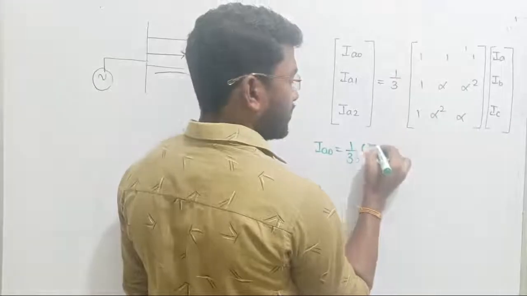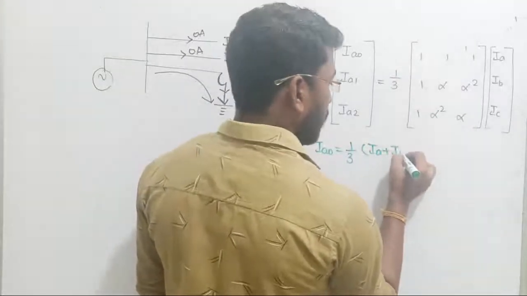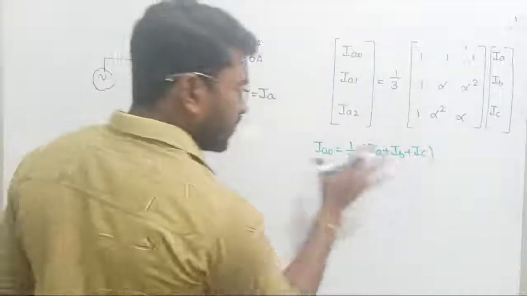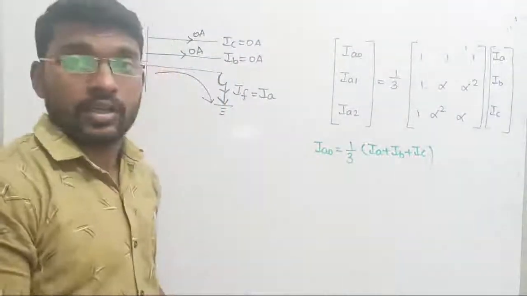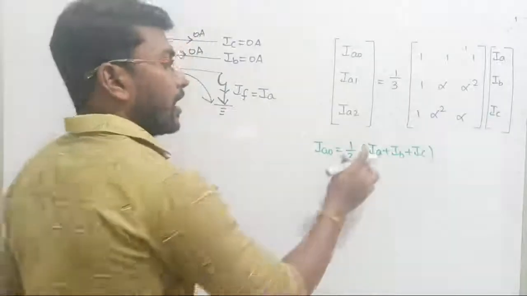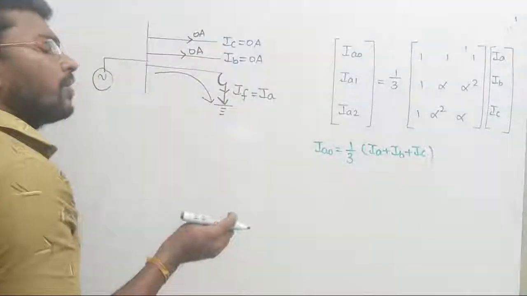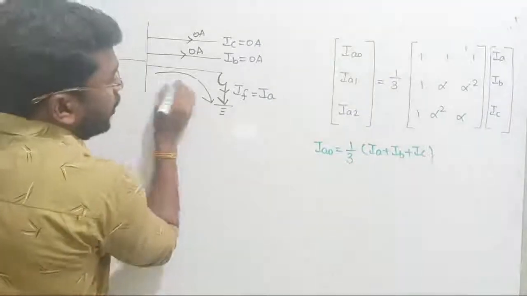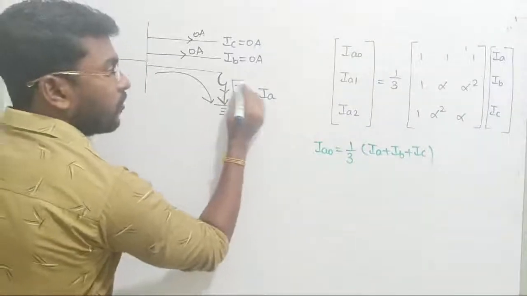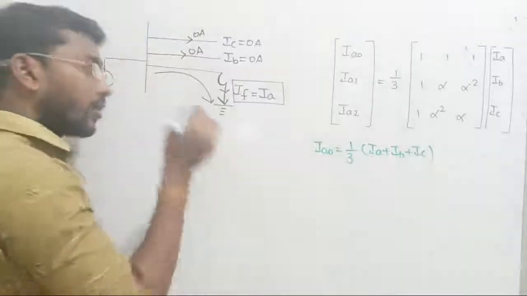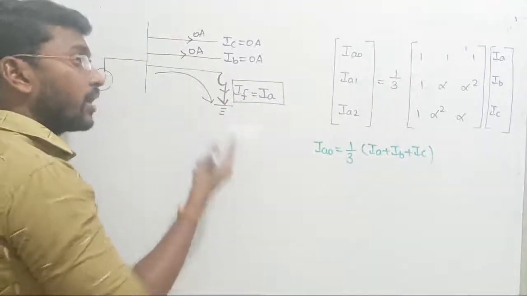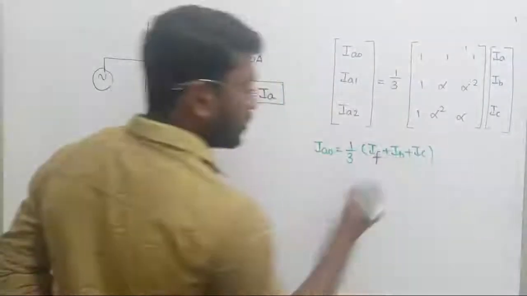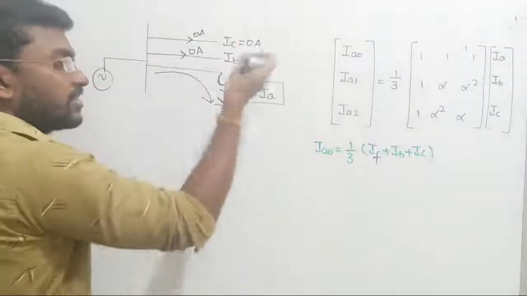IA0 equals 1/3 of IA plus IB plus IC. I am not going to write all the equations here, but from this equation itself we are going to understand something. Whenever we are looking at a line to ground fault, only one line is going to carry the current. That current is called the fault current. Since we are going with the phase A current, phase A current will be replaced by the fault current. IA is equal to IF. What about phase B and phase C? They are going to be 0.